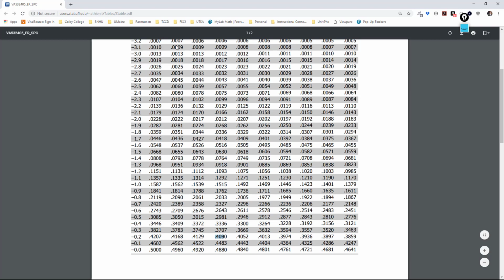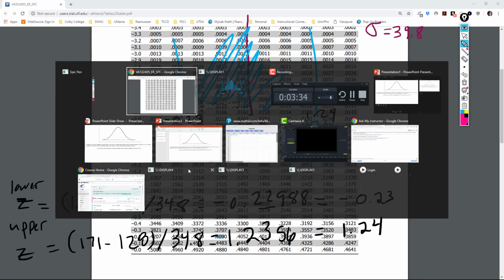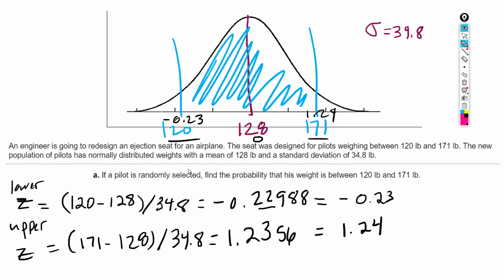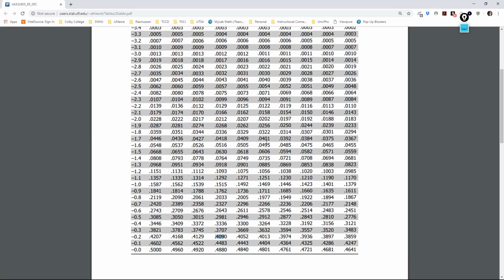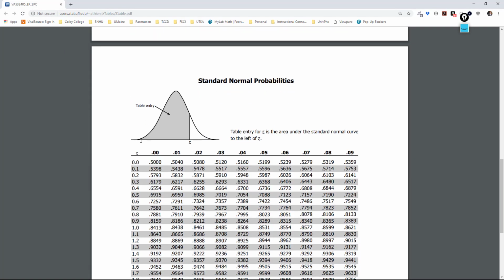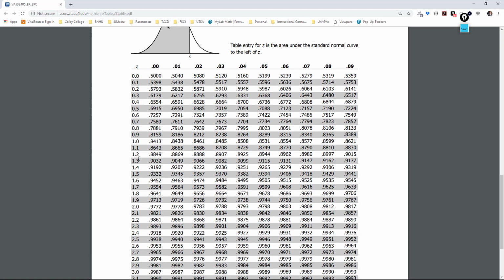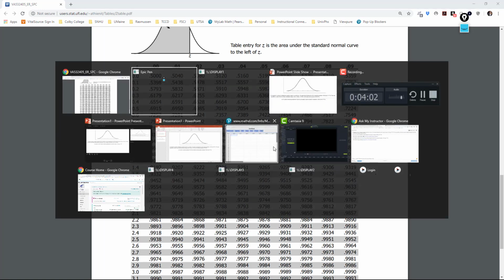So negative 0.23, I get 0.4090. Now I'm going to look up 1.24. So back to my table. I need to go to the positive side to 1.2. There's 1.2, and then straight down from 4, and I get 0.8925.